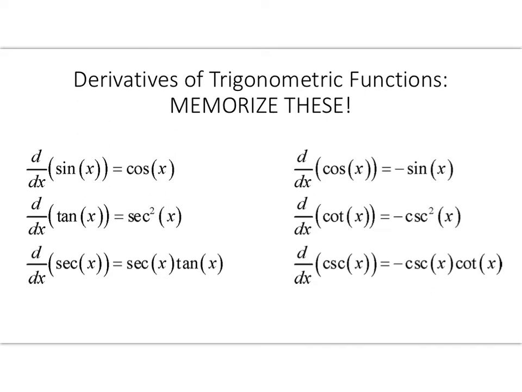But in order to be able to do any of these, the two basic ones you need to know are these top two, derivative of sine, derivative of cosine, and all the rest we can get by writing the original problem in terms of sine and cosine and then using our derivative rules.